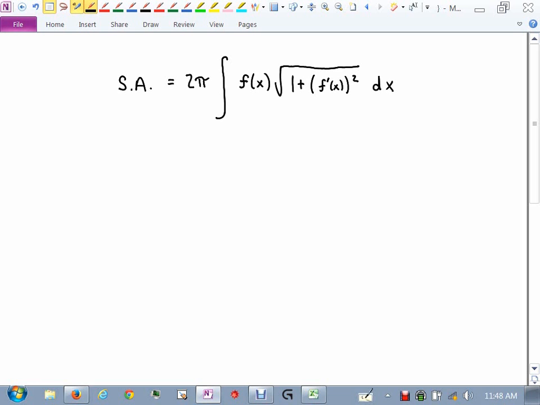So what's the difference between the arc length formula and the surface area formula? What's the only difference? Yeah, you multiply 2 pi on the outside, and the f of x goes in front here. There wasn't that before, right? That wasn't there. It was just the square root right away. So that's the only difference in the formula. Okay?